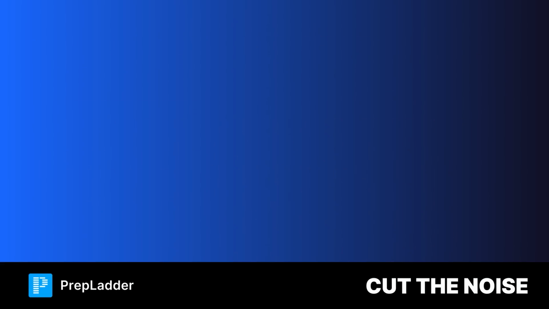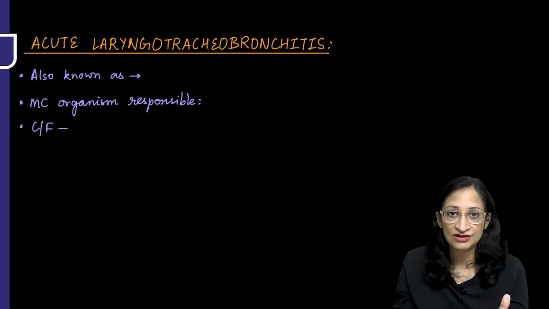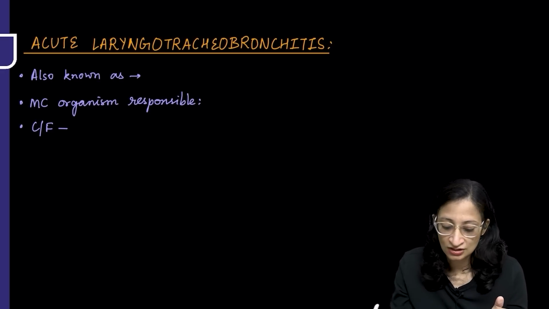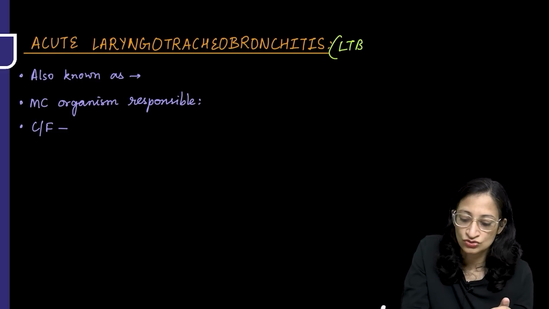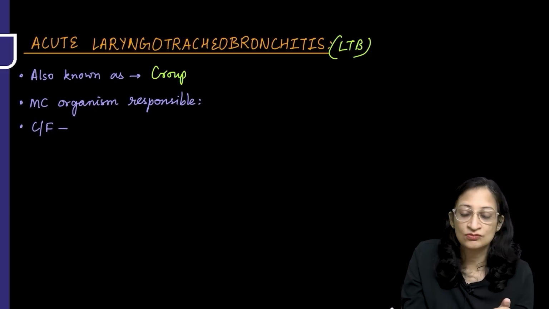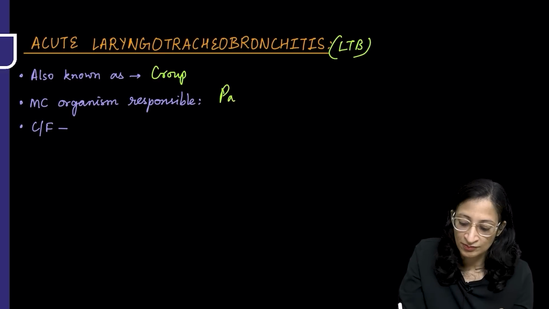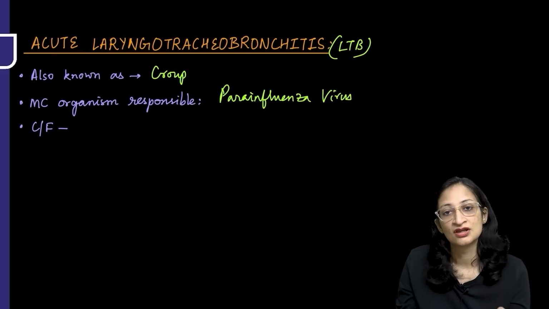Here's the explanation. A similar disorder where a child will present with stridor and some breathing difficulty is croup, or acute laryngotracheobronchitis. So this acute laryngotracheobronchitis or LTB is also known as croup. The most common organism responsible for croup is parainfluenza virus. But it can also be caused by other viruses like influenza virus, adenovirus and so on, but the most common organism responsible is parainfluenza virus. So croup is a viral illness.